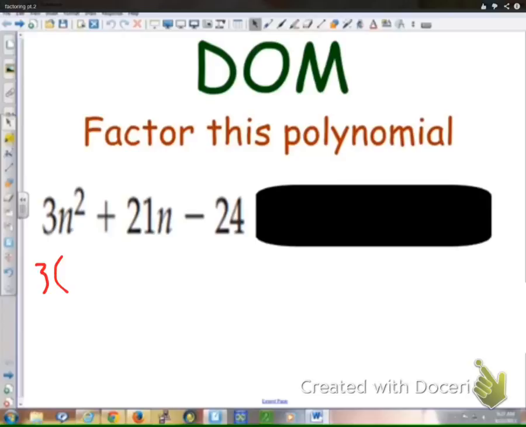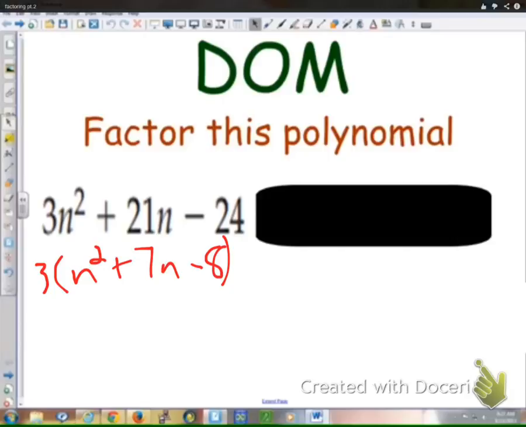And Caitlin, what did you get after you did that? N squared plus 7n minus 8. Very good. N squared plus 7n minus 8. After you've done that, now what can I do? What's step 2? The n plus and the n minus? That's right. Step 2. Do I have a quadratic?